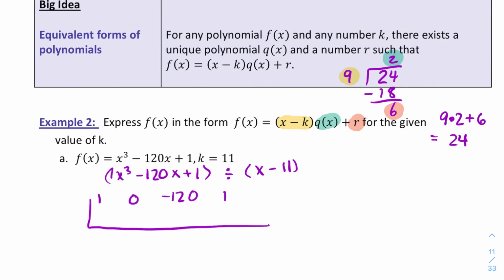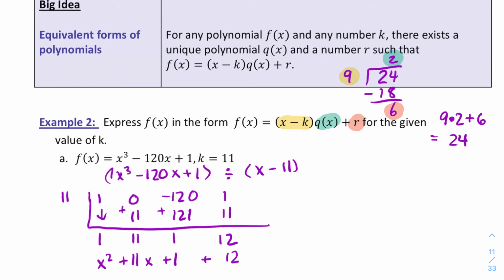So if I do my synthetic division, I'll have 11 on the outside here to use in my process, because that's the value that would make x minus 11 equal to 0. It also just is my value of k. So running through here, drop one down, multiply it back, add them, repeat, repeat. You end up with the result x squared plus 11x plus 1 plus a remainder of 12 over what I was dividing by, x minus 11.